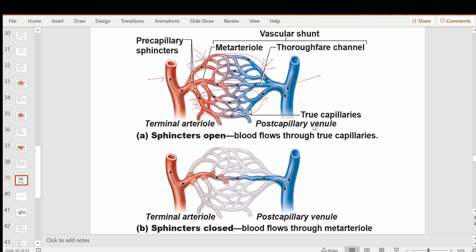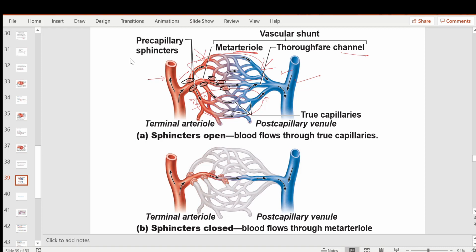Now you see here this one, the blood vessel that directly connects the arteriole and venule. This is called the metarteriole. And from the metarteriole, the branches arise and form the capillary beds. Now, where the capillaries come out from the metarterioles, you have the sphincters there. These are called pre-capillary sphincters.